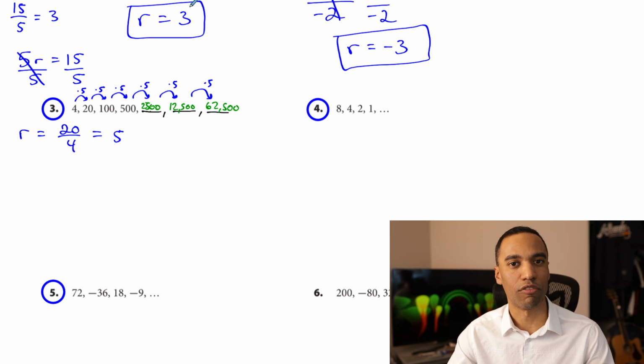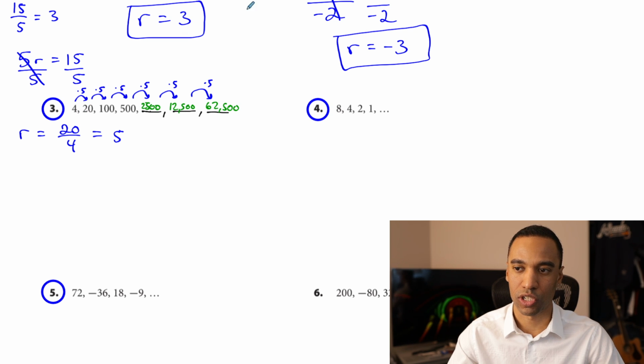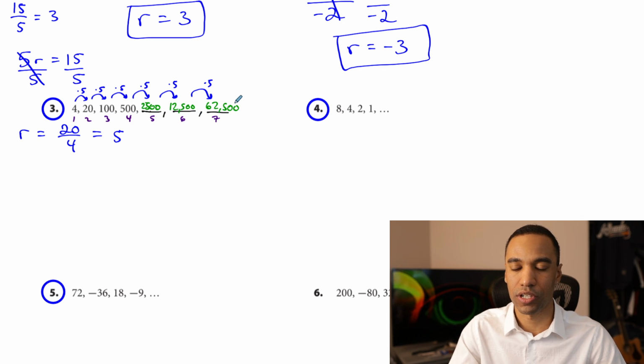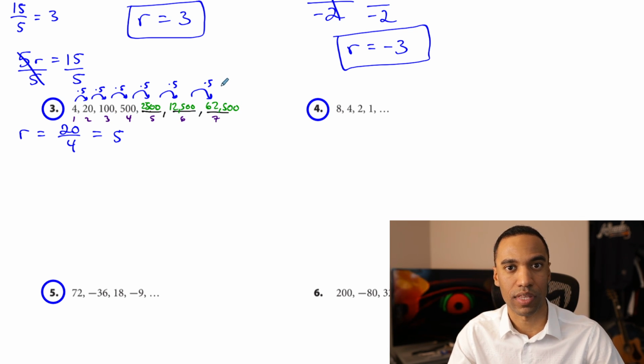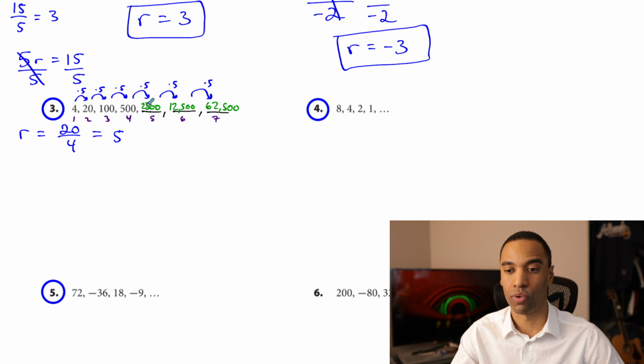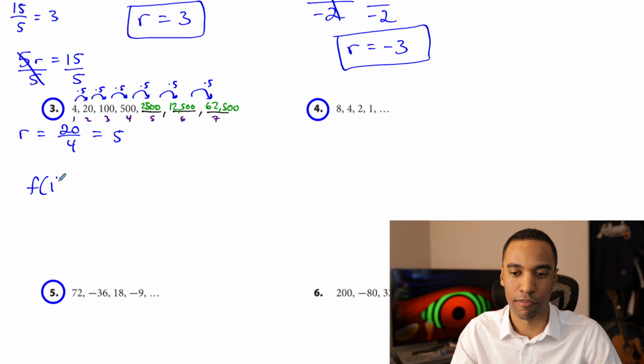and this is probably important for me to say now for the next video I potentially do. 4 is the first term. Let me find a different color. 4 is the first term, 20 is the second term, 100 is the third term, 4th, 5th, 6th, 7th. When we use the explicit rule later for this stuff, or even the recursive rule, they use function notation. And what they might say is something like f of 1 equals 4.